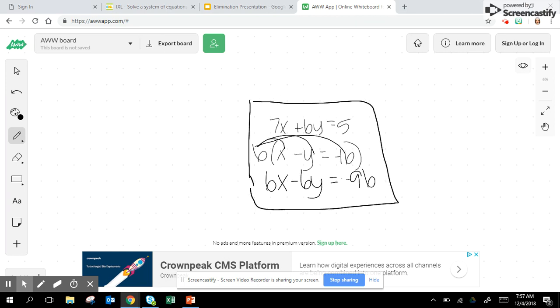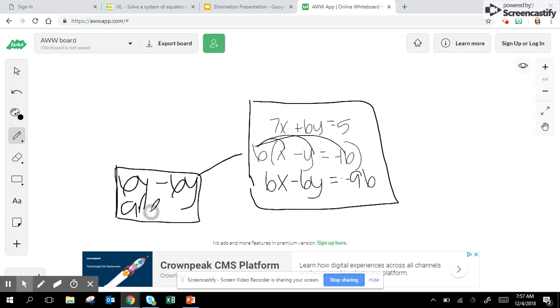Okay. And now what we need to do is use our flow chart. Now that they're the same, does it have a variable that is the same or opposite? Yes. We're going to put yes because 6y and negative 6y are opposites. And what does it mean when things are opposite? That means that you add. I'm using that flow chart now. I need to add. So I'm going to write my equations over here.